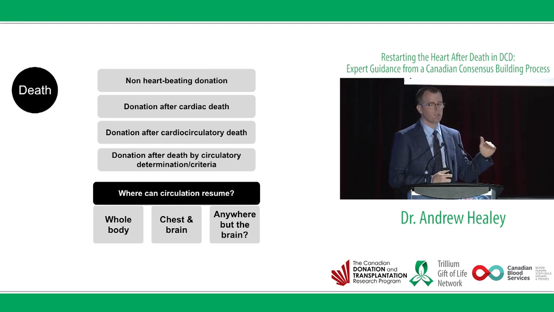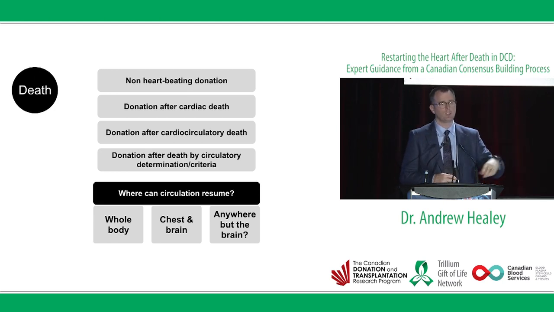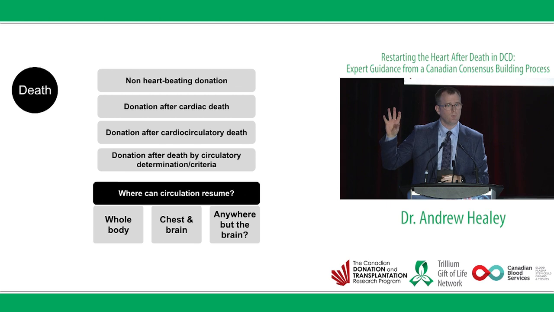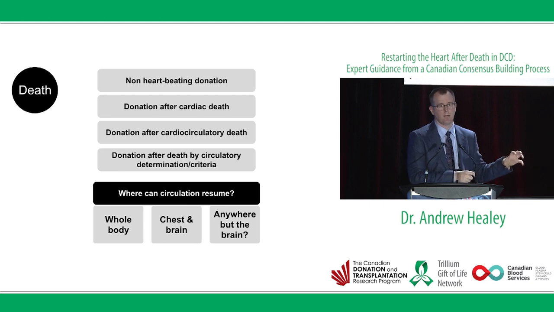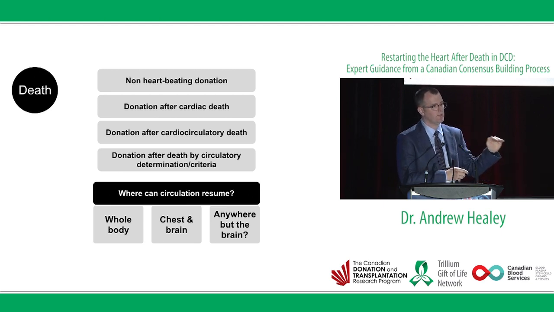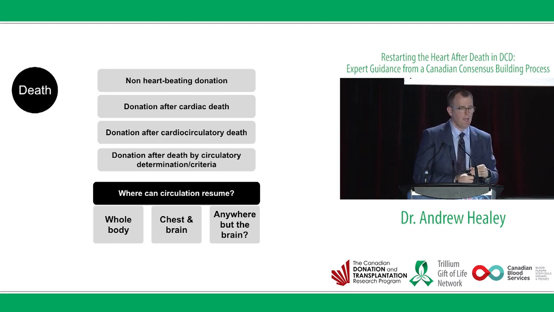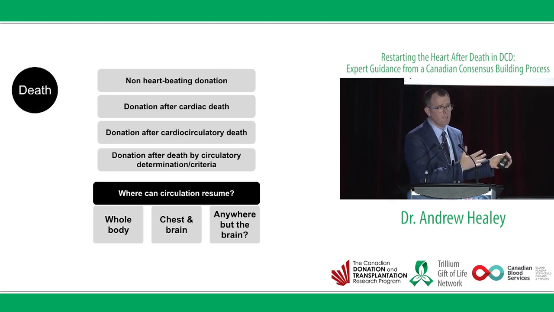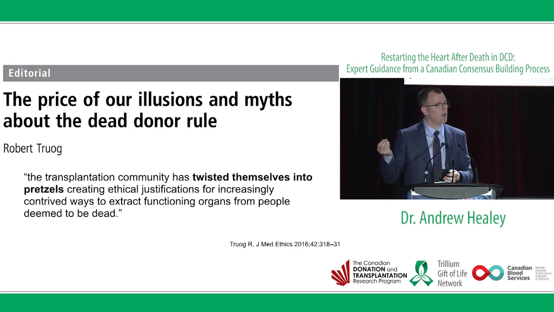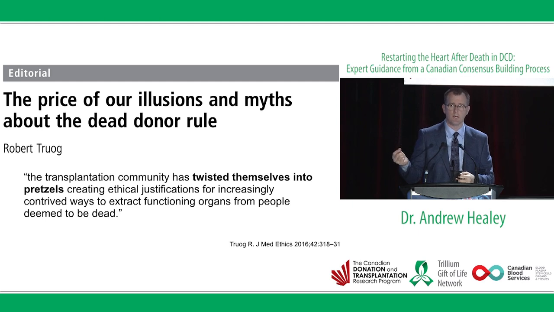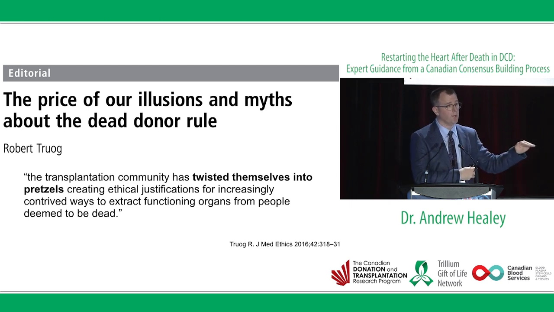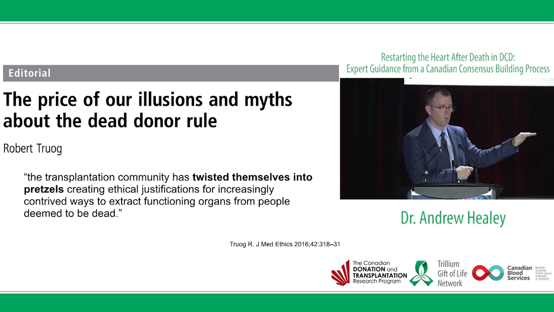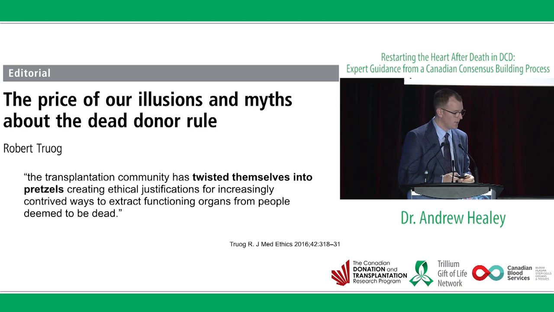But this all comes down to where circulation can resume. Can it resume in the whole body? Can it resume in the chest and the brain? Or can it resume anywhere but the brain? That really underpins the questions of death determination that exist here and around the issue of how do we protect the determination of death as we move through the process. And without overstating it, I would agree with Truog in some ways, to say that we are sort of twisting ourselves into pretzels to try and ensure the permanence standard is met. Whether we're doing it or we're not, until there's a much larger consultation, that's where we're left, and we need to ensure that we can protect the trust and integrity in the system by protecting the continued application of the dead donor rule.